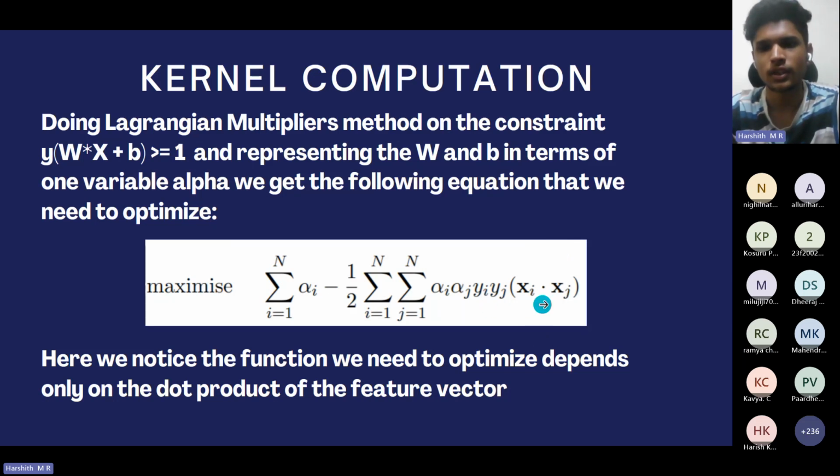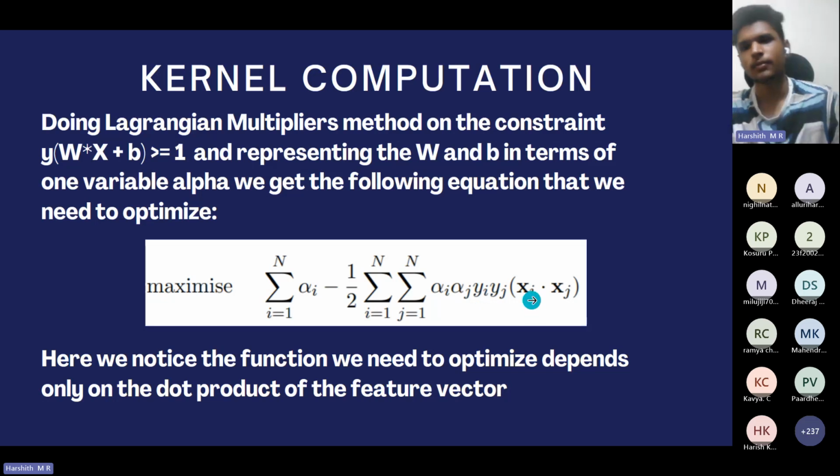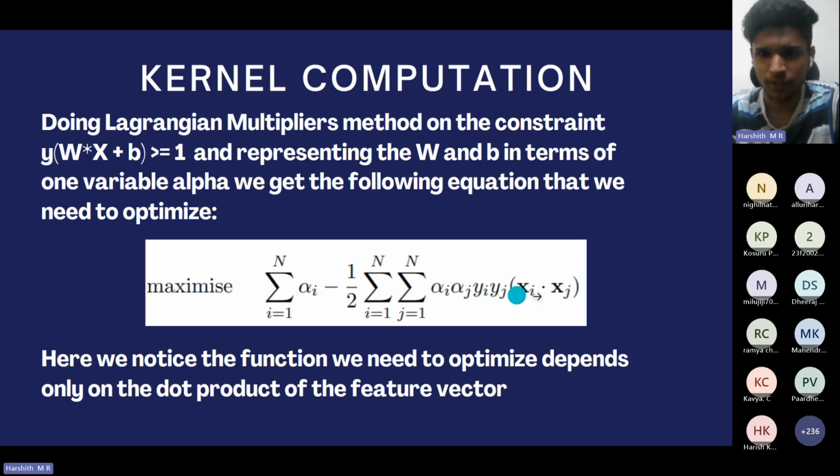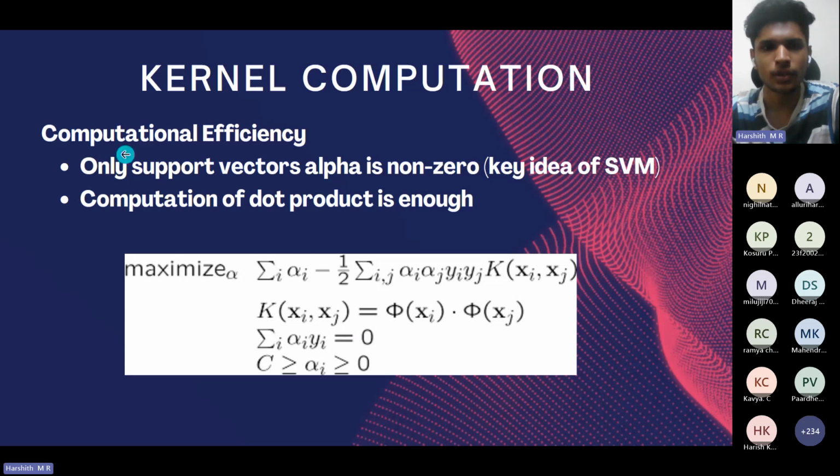When you look at this equation, as you can see, our final data points are not in the form of individual data points. They are in the form of dot products. So for getting the higher dimensional points, we don't need to get the individual points in higher dimension. We just need to get the dot product of them. This would also contribute to our computational efficiency. The computation of dot products is much easier than calculating each point in higher dimensional space.